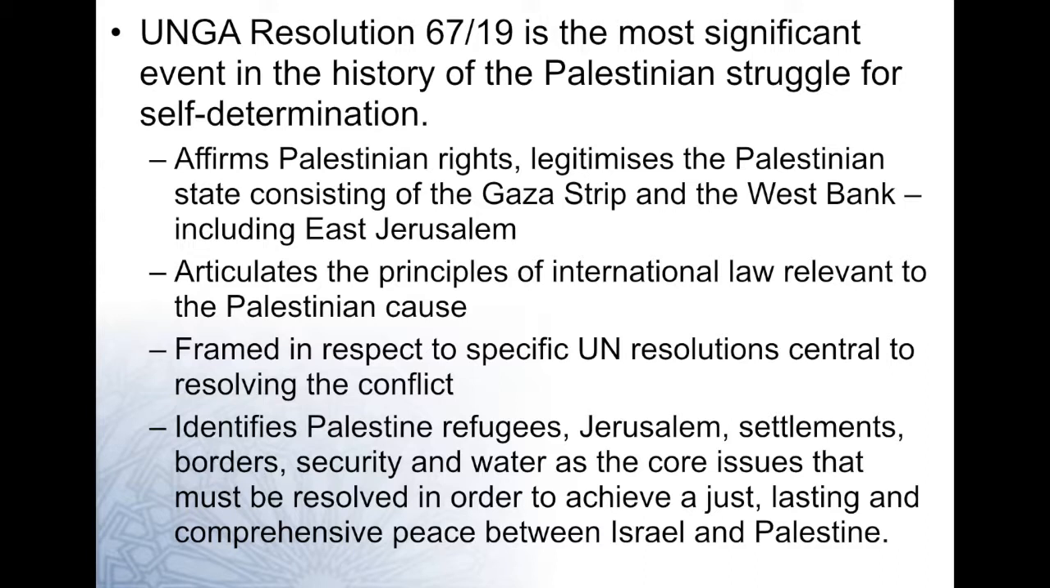And it identifies Palestinian refugees, Jerusalem, settlements, borders, security and water as the core issues that must be resolved in order to achieve a just, lasting and comprehensive peace between Israel and Palestine. So it's a very important document to refer to if you're engaging in discussions about this issue. Any questions before we move on to this last part of the presentation today?